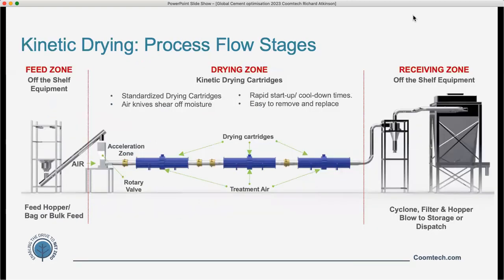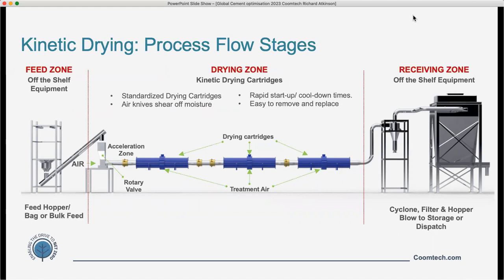So this slide shows you a schematic of the kinetic dryer. Running from left to right, you can see that material is fed via an auger into a hopper, and from there dropped through a rotary valve into the main drying line. This line is in effect a pneumatic conveying pipe.